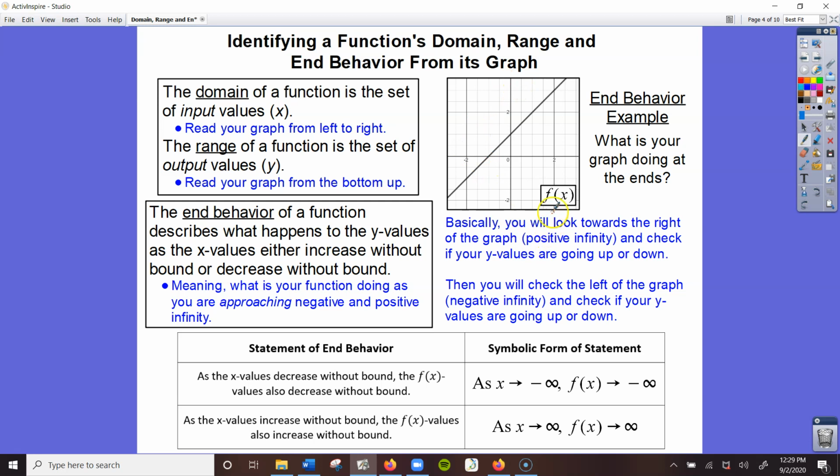Now, end behavior is exactly what it sounds like. It is how your graph is behaving at the ends. Almost every graph has two end behavior statements, the one on the right side and the one on the left side. So what I have here are the two end behavior statements that would describe that graph above. Every end behavior statement starts off in the same exact way as x, and then this arrow means approaching.